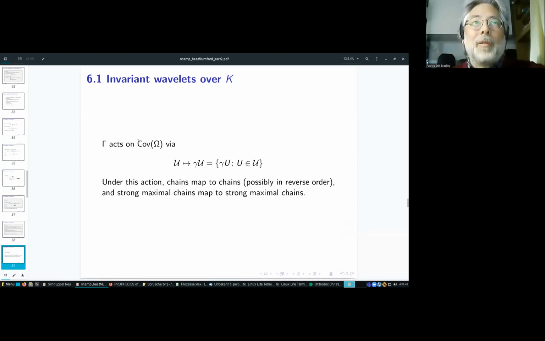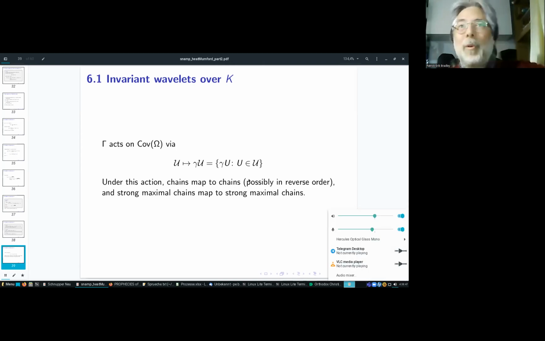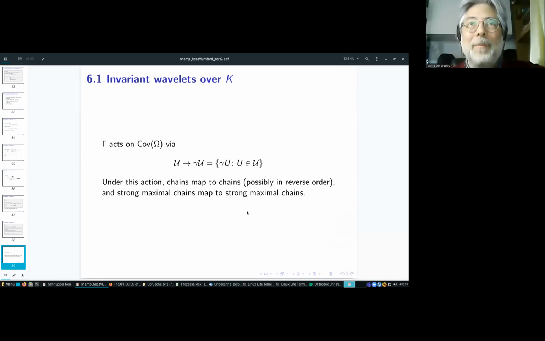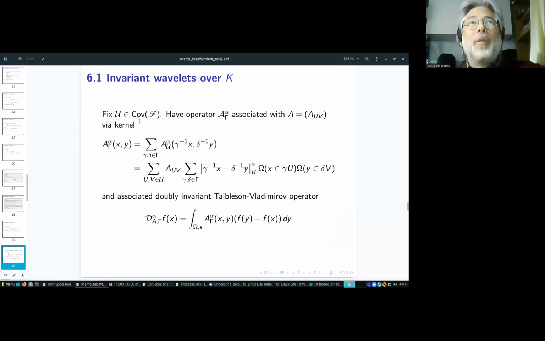And gamma, if the Schottky group acts on coverings, you just move them around with your transformation gamma, and under this action chains map to chains, possibly the order gets reversed, and strong maximal chains map to strong maximal chains. And now you fix a covering on your fundamental domain F.